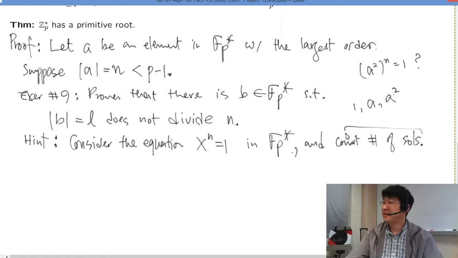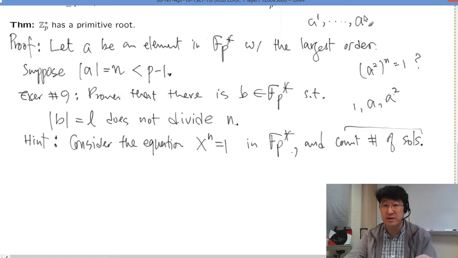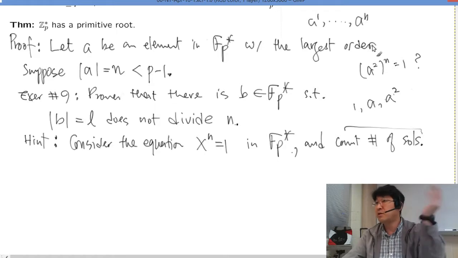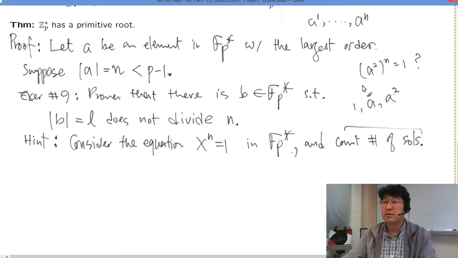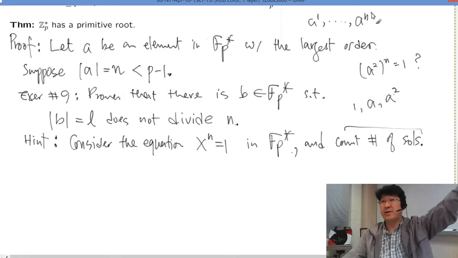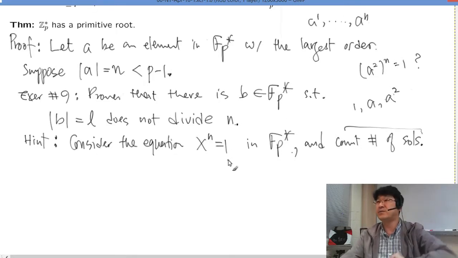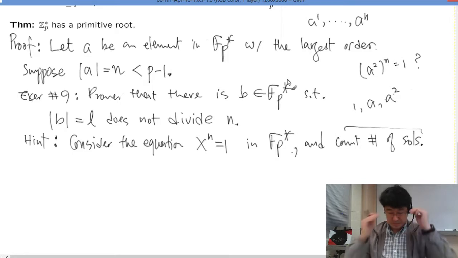But why is it exactly n? All these elements are distinct, aren't they? Why are they distinct? Because A has order n. They are all solutions, so we found n of them. But why precisely n? Were there no more out there? What if there is another one elsewhere, deep in the corner of F_p star that we haven't touched, that happens to satisfy this equation? Why can't that happen?